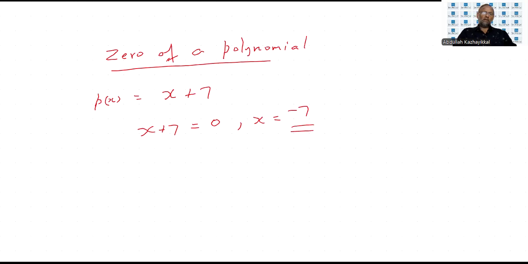Now find the zero of the polynomial I'm talking about. Second one. Suppose the polynomial is p(y) = phi minus y. We had to find out the zero of the polynomial.